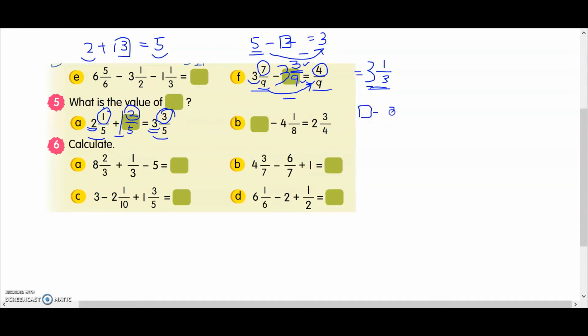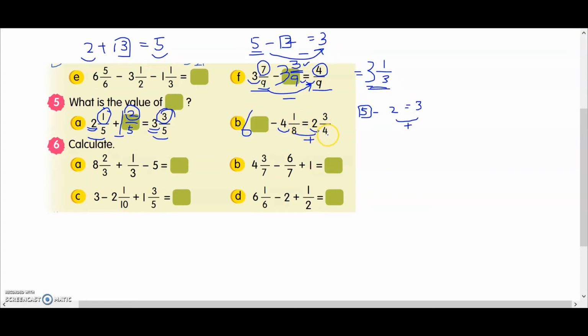Unknown minus 2 equals 3. So the unknown is, we plus the last two numbers, we get 5. So 5 minus 2 is 3. So here we plus the last two numbers. 4 plus 2 is 6.